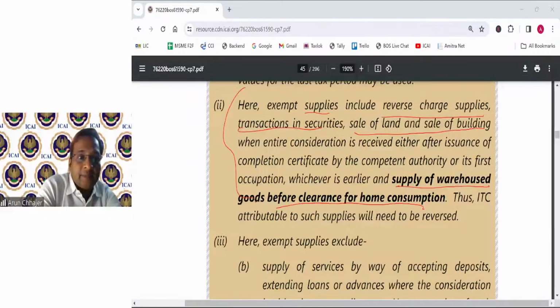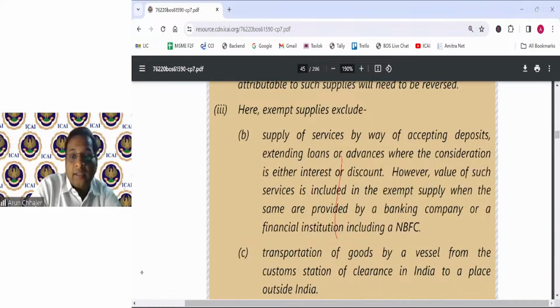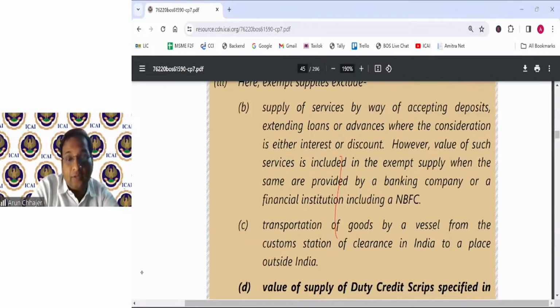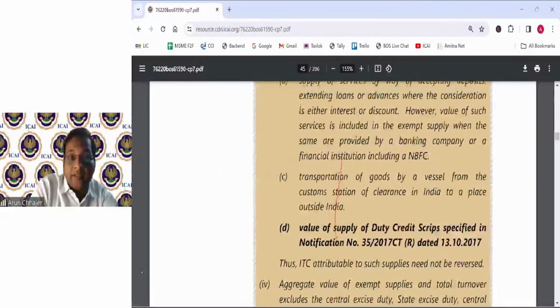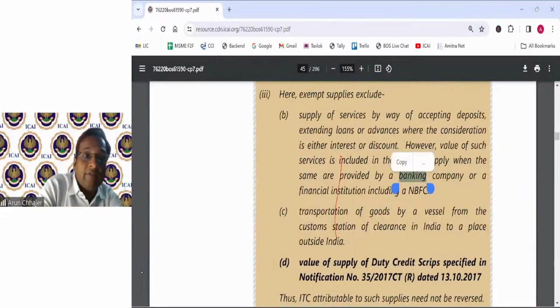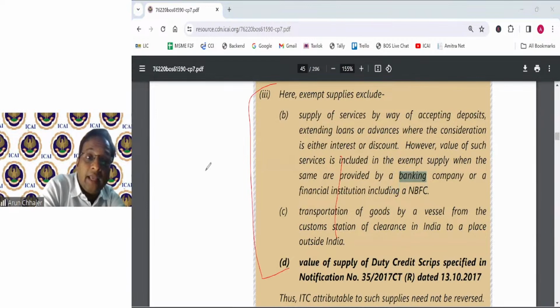Here exempt supply excludes certain items. What is being excluded? See, now this is important. This is excluded. Why is it excluded? Because it has been given in the explanation to Rule 43.